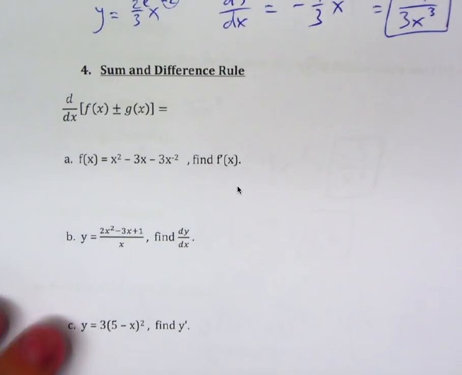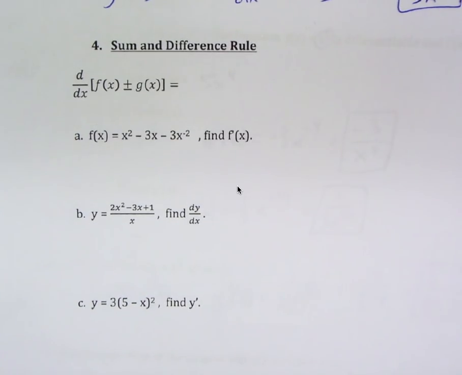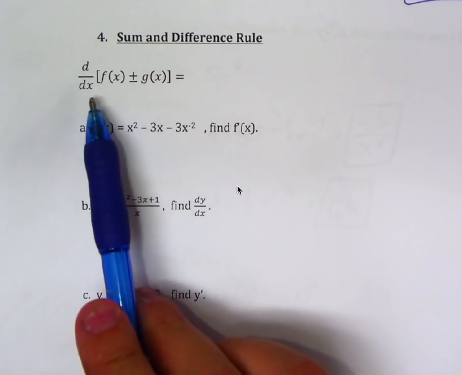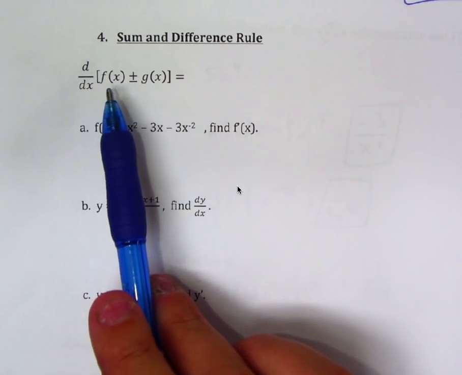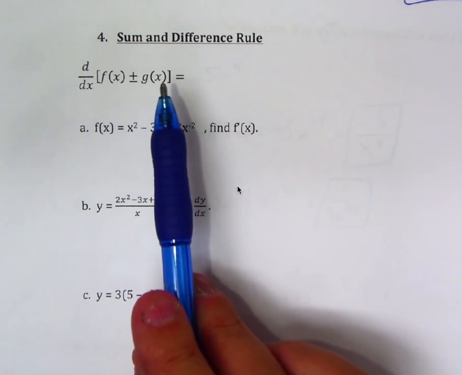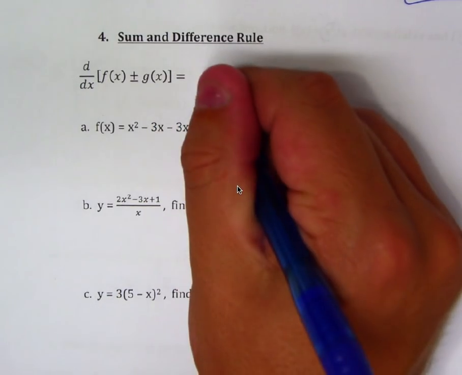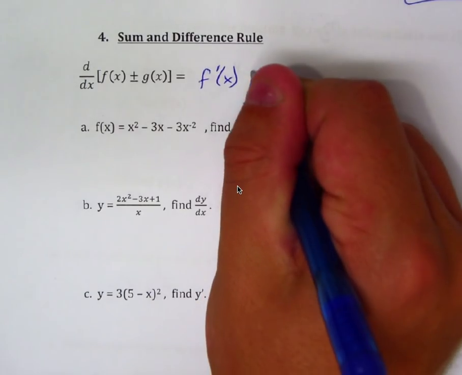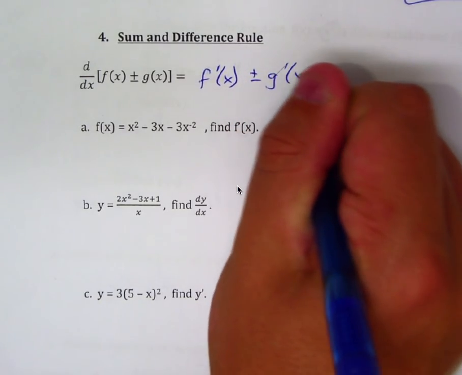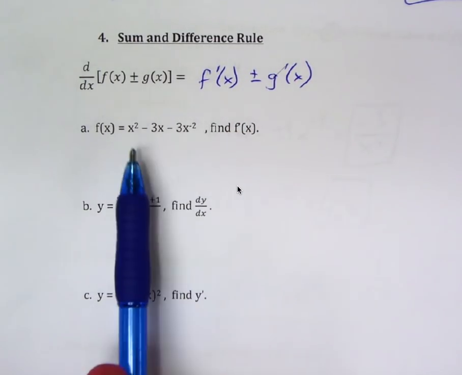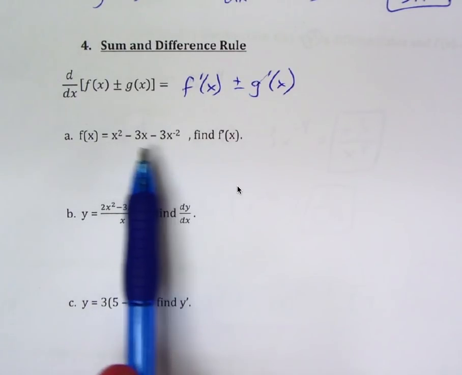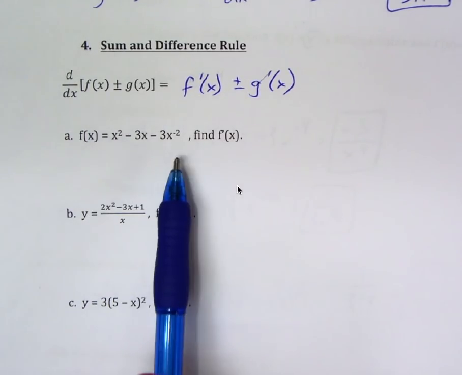All right, just like when we talked about limits, if you have the limit of a sum, you can add the individual limits together or subtract. So here, if you have the derivative of f of x plus or minus g of x, that is the same as doing f prime of x plus or minus g prime of x. All it's saying is if you have multiple terms in a function, you can differentiate every single term individually.